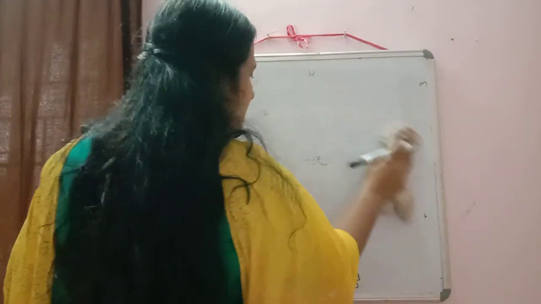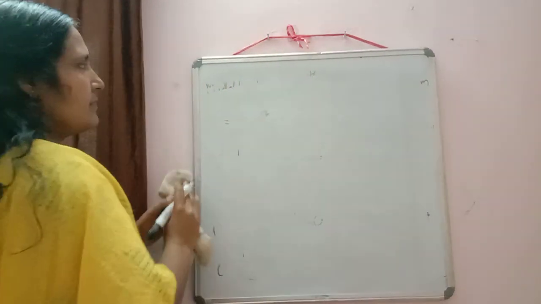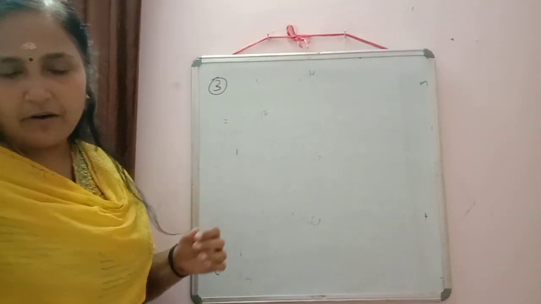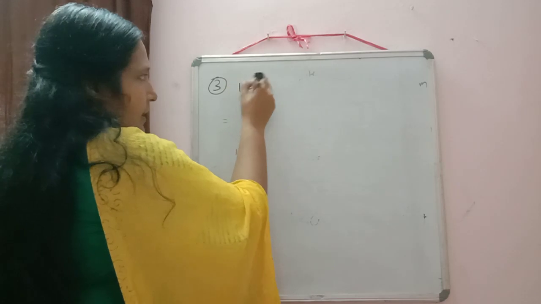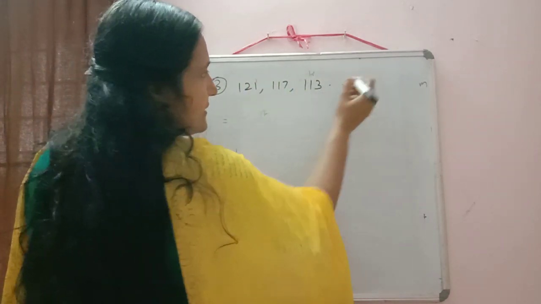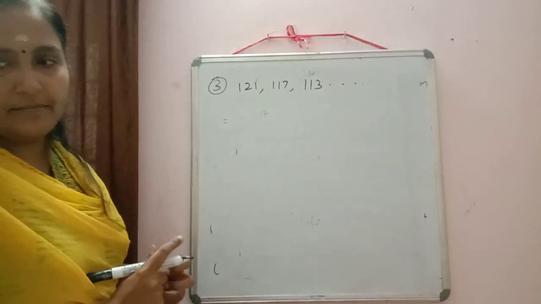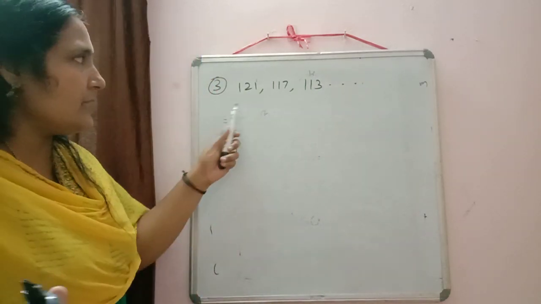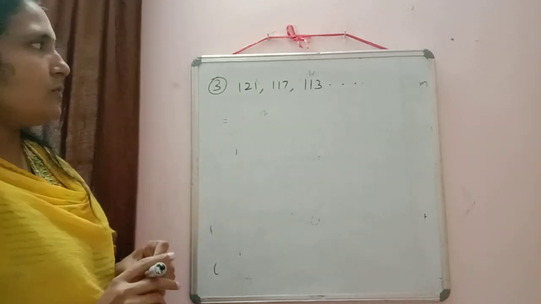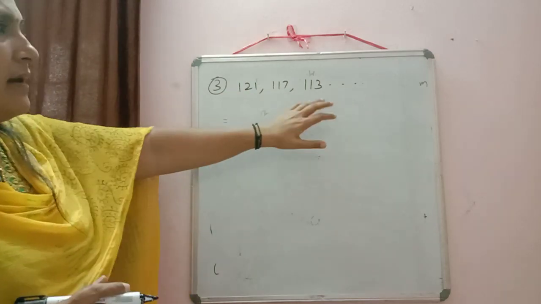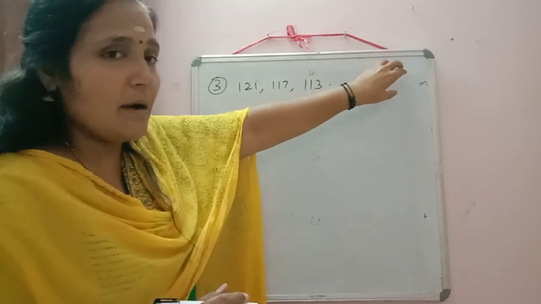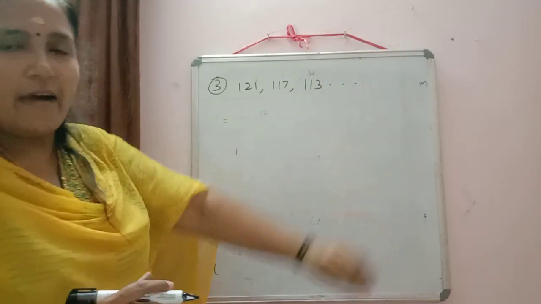So moving on to the third question. The third question is: which term of the AP 121, 117, 113, and so on is the first negative term? As you can check, the numbers are decreasing. So it will go on decreasing and some term will be negative there. So which term will be negative, that we have to find out.